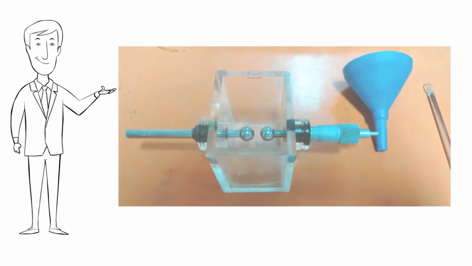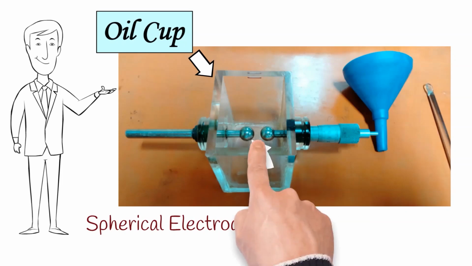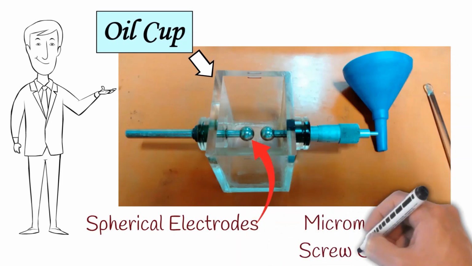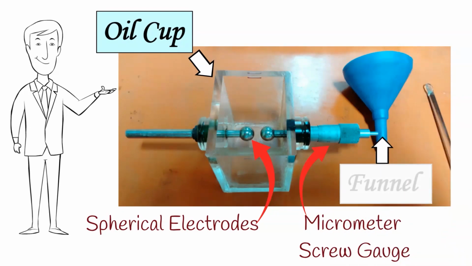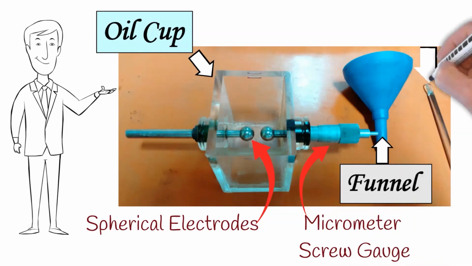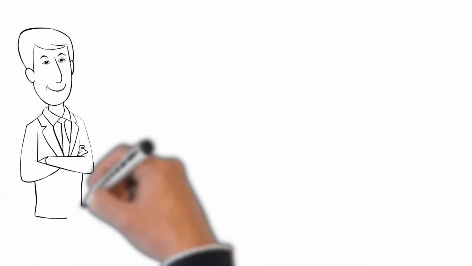Apart from them, we are using a transparent oil cup which contains two spherical electrodes and a micrometer screw gauge to adjust the electrode gap settings. Also, we need a small funnel to pour the oil properly and a glass rod to remove gas bubbles and solid impurities from the oil. So now, let's move on to the laboratory session.